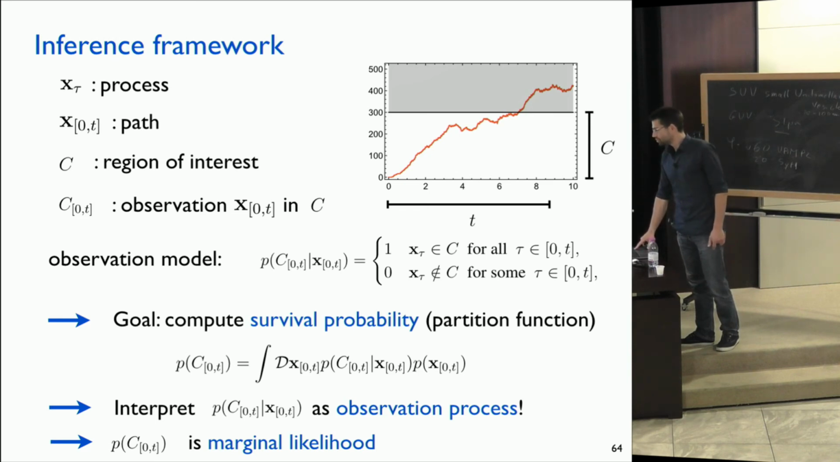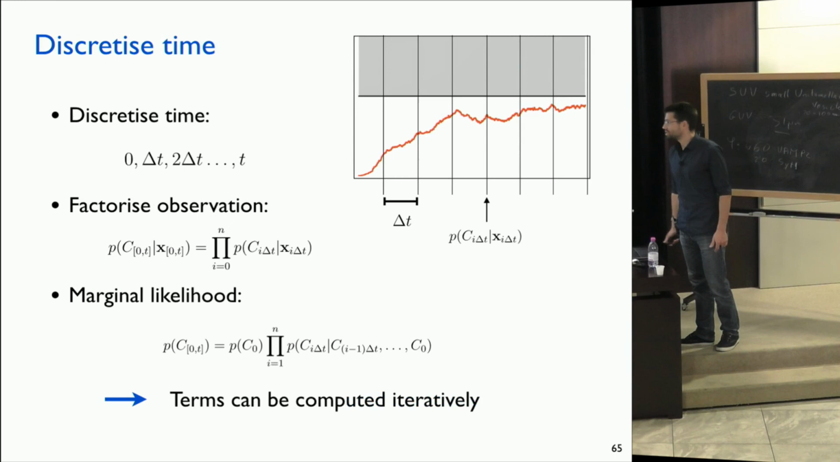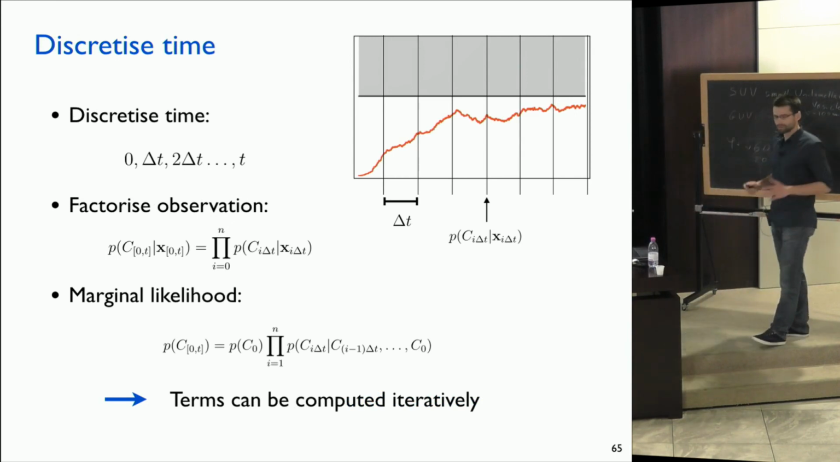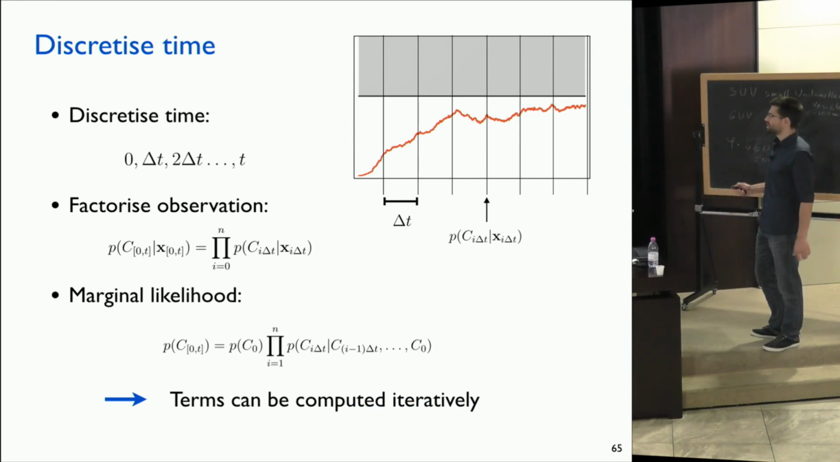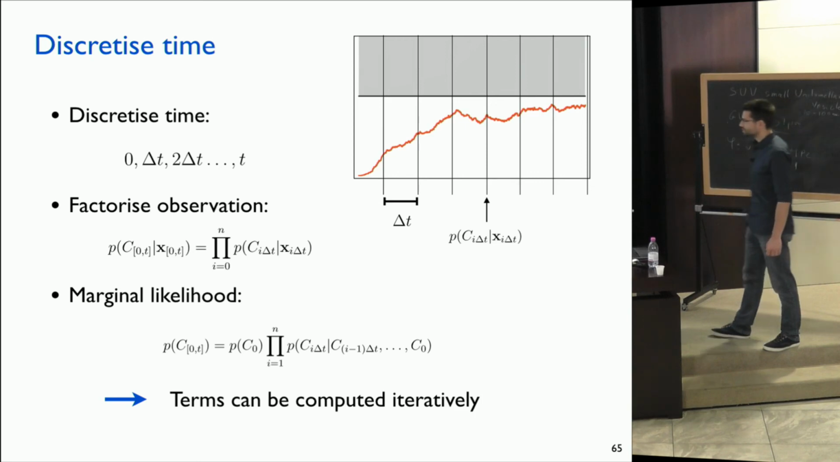Okay, to compute this, we next discretize time. Suppose that instead of measuring at all times whether the process has crossed the threshold or not, we do it only at discrete times. In that case, the whole observation process factorizes into single observations that are simply 1 if the process is below the threshold and 0 if the process is above the threshold. And if one of them is 0, then the whole observation becomes 0.